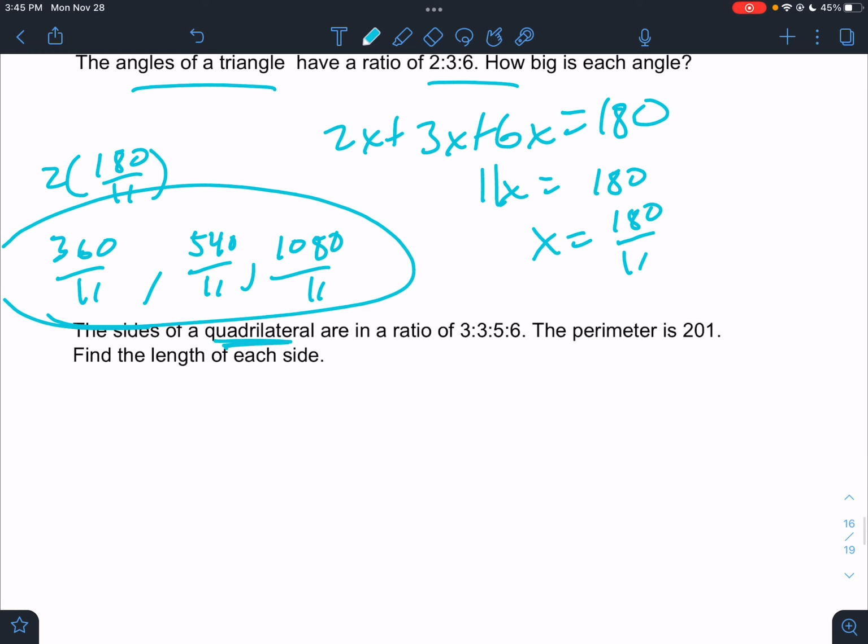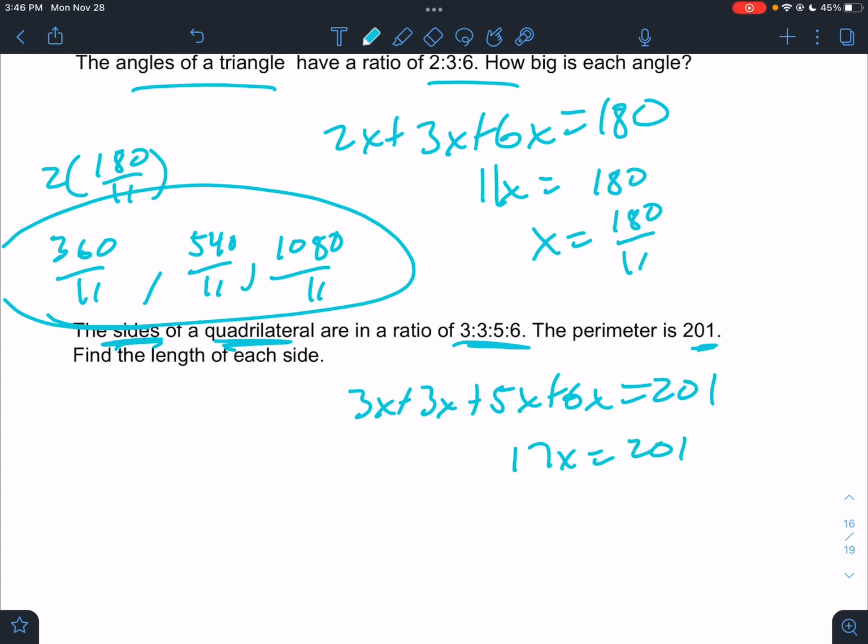How about here? It's a quadrilateral, and these are the side lengths. It's not angles. The angles would add up to 360, but what do the sides add up to? Well, whatever the perimeter is. So you would do 3x plus 3x plus 5x plus 6x has to equal the perimeter. We talked about extended ratios at the beginning. We're unreducing them. In order to unreduce them, we have to slap an x on each one. So that would be 17x equals 201. I'm going to cheat a little bit and use my calculator. 201 divided by 17 does not reduce. Okay, so it's 201 over 17. Find the length of each side. You just multiply it back in. I don't want to do that, but you would do 3 times that, 3 times that, 5 times that, 6 times that.